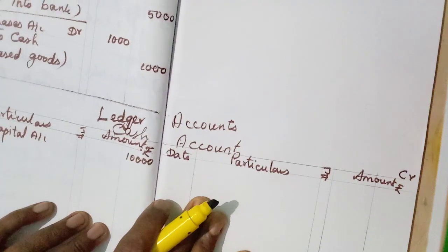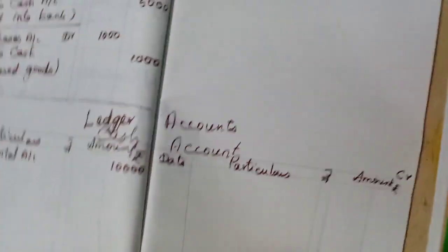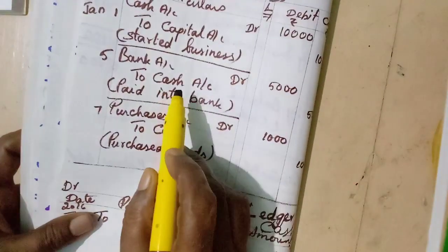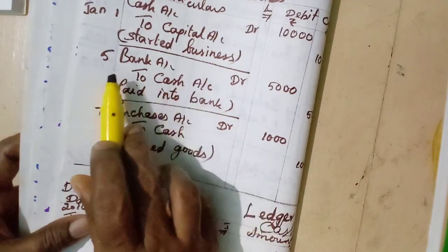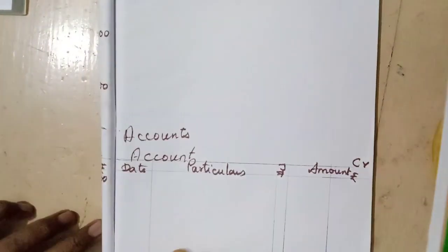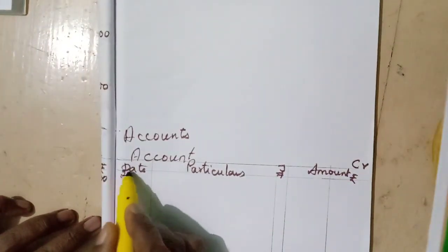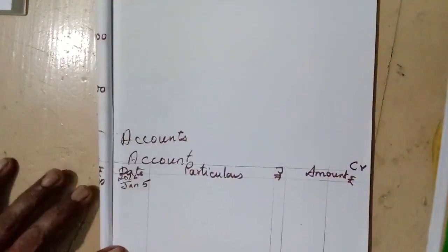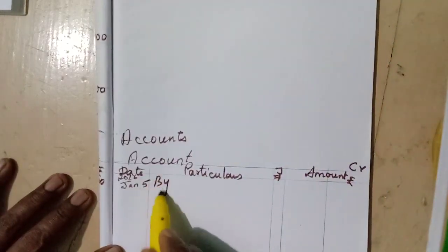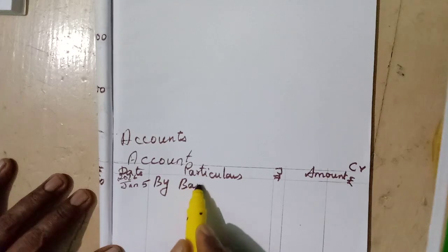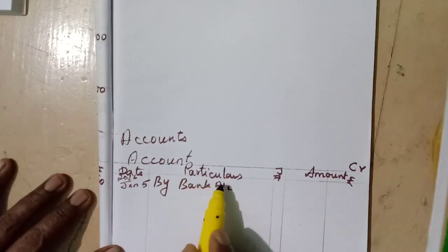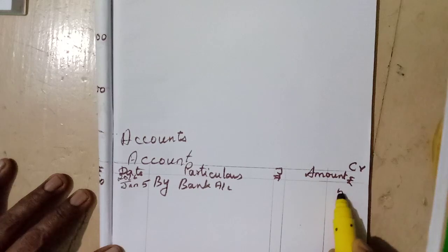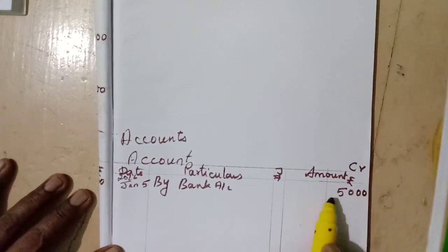Then is any other cash available? In the next entry there is again cash. There cash is credited, so credit side, by bank account. The same date, 5th date. So first you write the date 2016 January 5. Here what do we have to write? By bank account 5,000. 4 digits only. It should be correctly written.